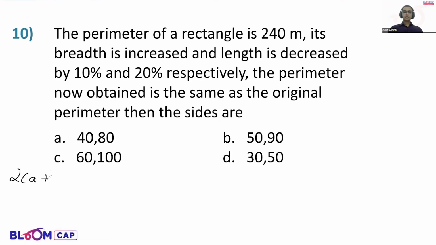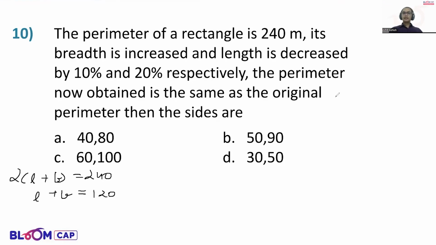2(a plus b) is equal to 240. Therefore, A plus B is equal to 120, right? Now, its breadth is increased and length is decreased. Let's take these variables as L and B. So that way it will be easier. L plus B, we simply divide it by 2.